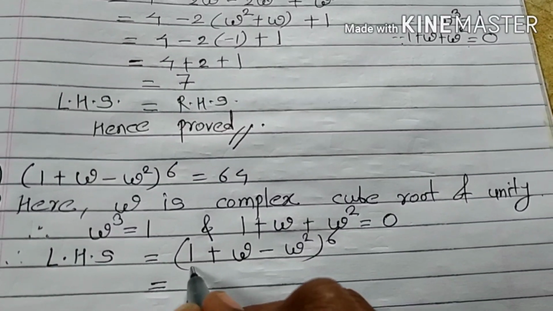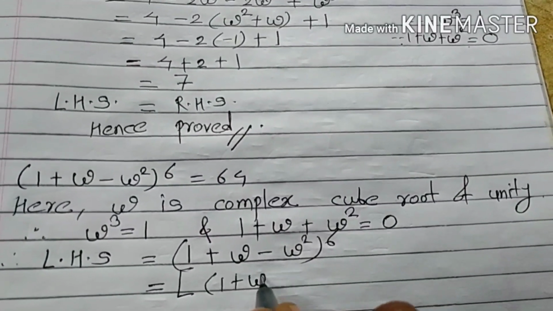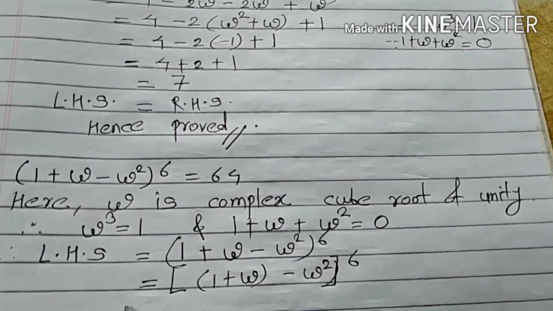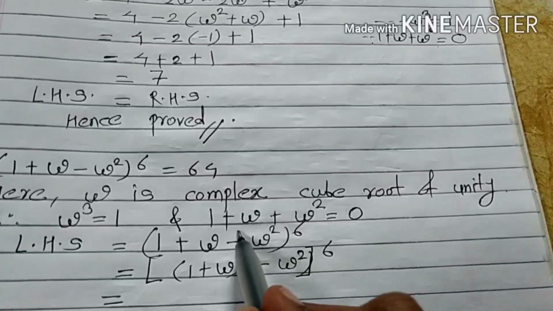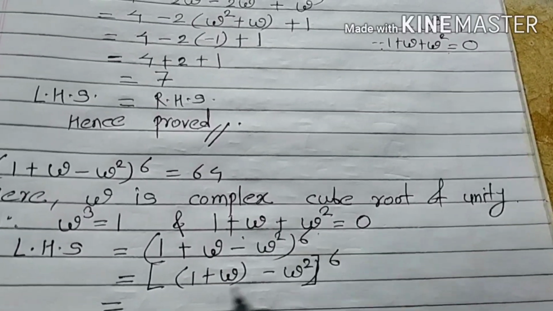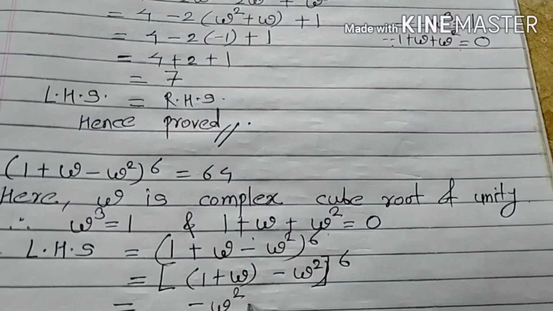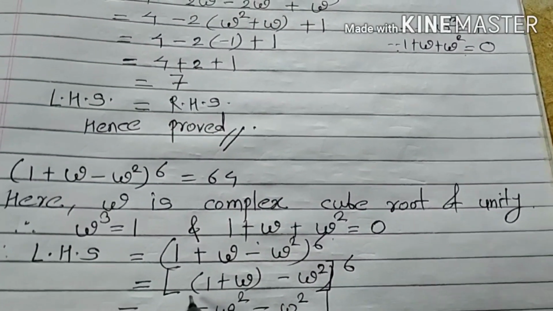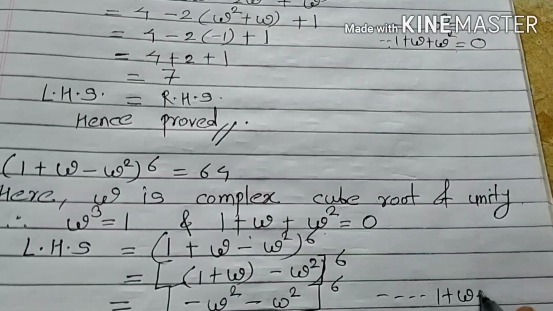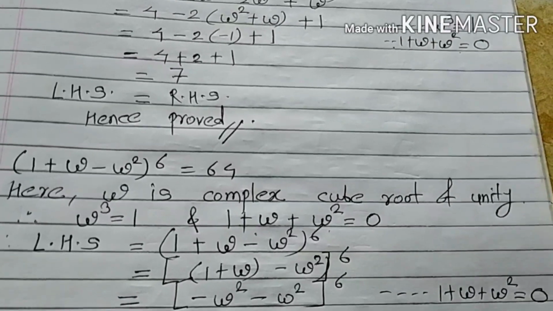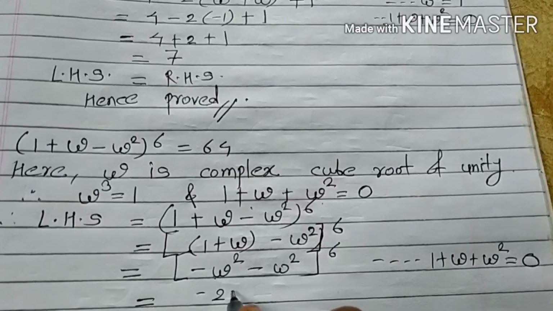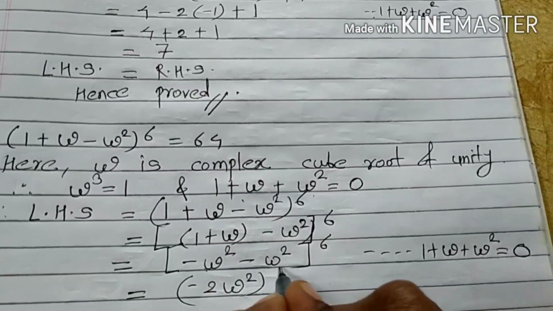And we know that, take it in one bracket, (1 plus omega minus omega square) raised to 6. So we know that 1 plus omega square is equal to 0. That's why 1 plus omega is equal to minus omega square. And it is (minus omega square) raised to 6. You can write here 1 plus omega plus omega square is equal to 0. Now add minus minus, so (minus 2 omega square) raised to 6.